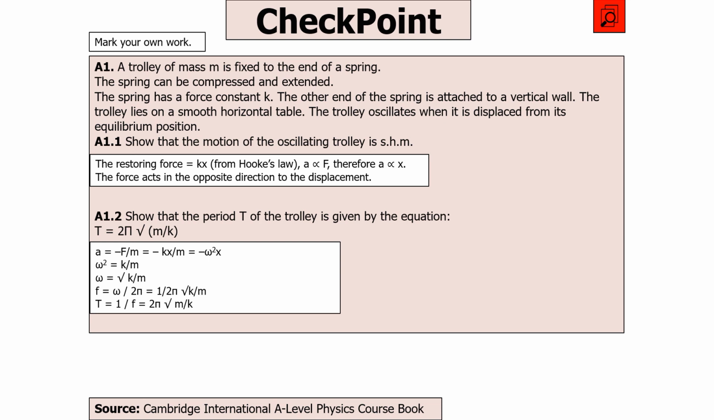We can say omega squared equals k over m, so omega equals square root k over m. We know that omega equals 2 pi f, so f equals omega over 2 pi. Pop in all the values, work it through, T is 1 over f, so we get 2 pi times the square root of m over k.